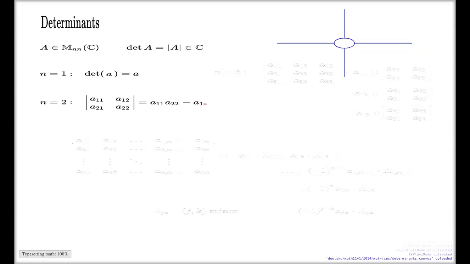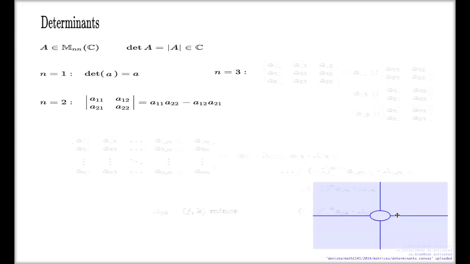And here it is. You multiply the entries across the main diagonal, like this, and then you subtract the product across the other diagonal, like this. For the higher orders, here the recursive formula will kick in. For instance, if you look at the case n equals 3, a general case of size 3 times 3.